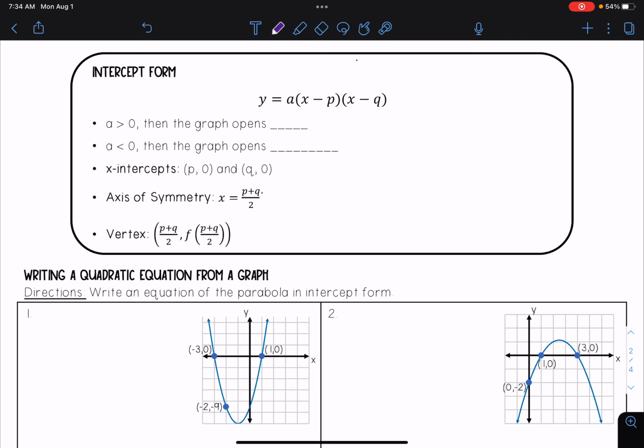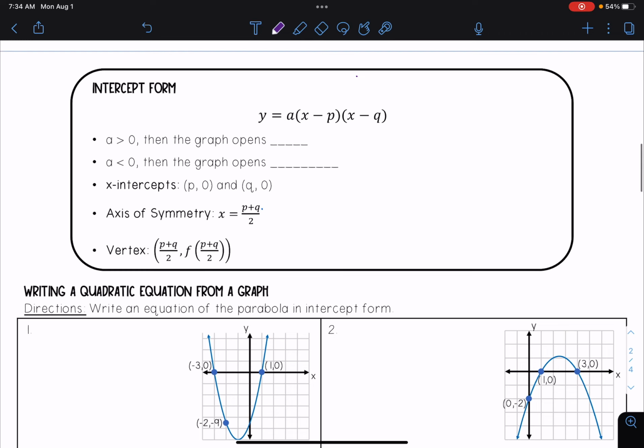First, if a is greater than 0, then the graph opens up. So it makes a U shape. If a is less than 0, then the graph opens down. And it looks like this. So just to note, this is the same a in vertex form and standard. So it tells us the same thing as it does in those other forms.